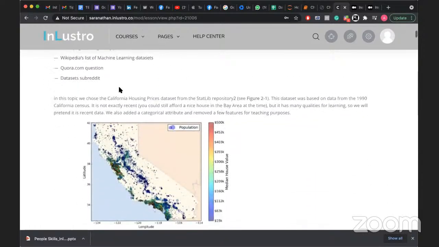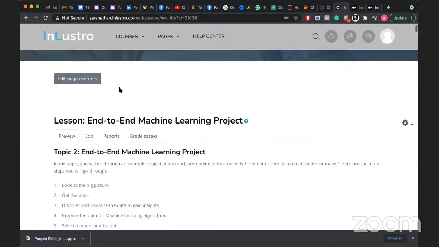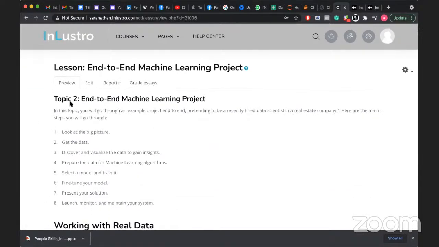Okay, so moving on. In the topic which is given to us, we are going to see through these 8 steps. Look at the big picture, get the data, discover and visualize the data to gain insights, prepare the data for machine learning algorithms, select a model to train the data, fine-tune the model, present the solution, launch, monitor, and maintain your system. So these are the steps we're going to go through today.